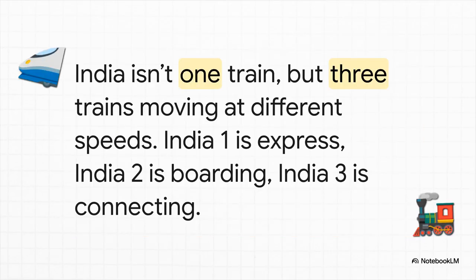You know, if you take away just one thing from all this, let it be this metaphor. India isn't one single train chugging along. It's more like three trains on three parallel tracks, all moving forward, but at totally different speeds. India 1 is the high-speed bullet train. India 2 is the express train, and it's picking up serious speed. And India 3, well, that's the local passenger train, making its journey, steadily moving along.